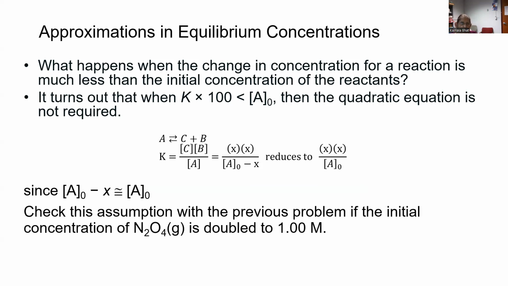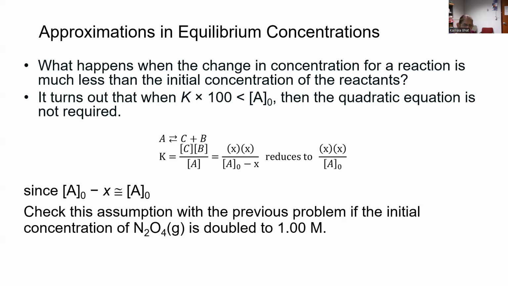Next we talk about approximations in equilibrium concentration. What happens when the change in concentration for a reaction is much less than the initial concentration of the reactants? It turns out that when we multiply K times 100, if it is less than the initial concentration, then the quadratic equation is not required to get the answer. So always check this assumption before you continue to calculate.